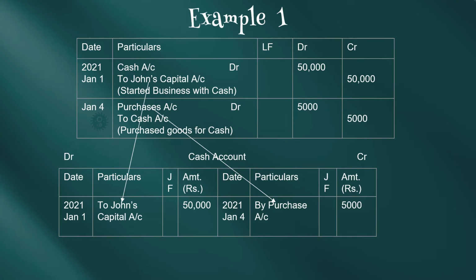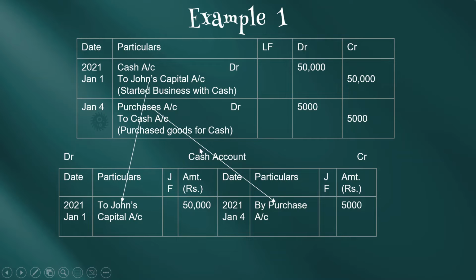Now we'll see an example. I have taken two entries: cash account debit to John's Capital, and purchases account debit to cash. Now I am preparing cash account. If I am going to prepare cash account, I have to see the entries with cash account. In this example, both the entries have cash account. In the first entry, cash is debited.